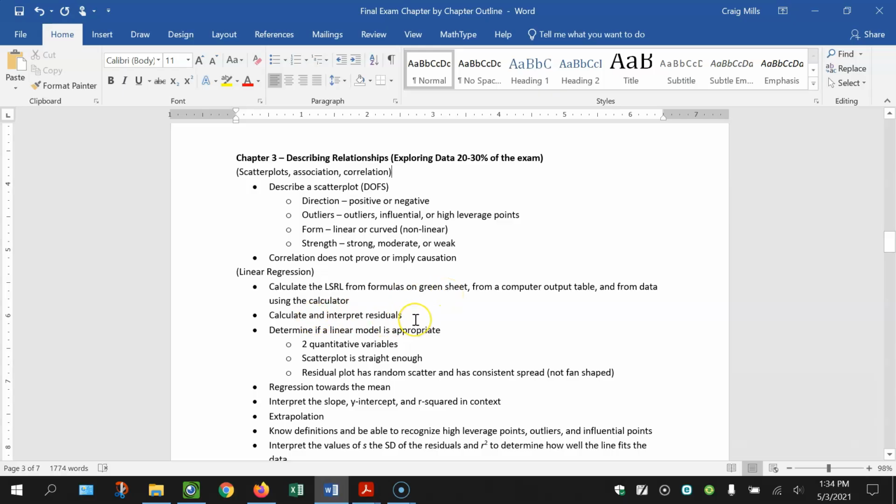Calculating and interpreting residuals, that's one of the formulas not given to you that you want to know. Residual equals actual minus predicted.